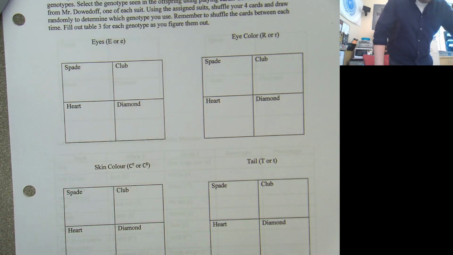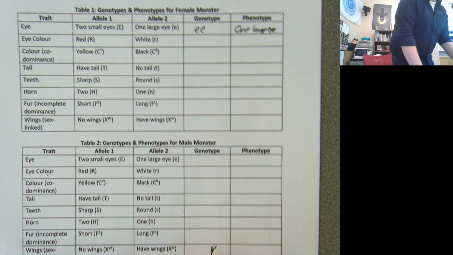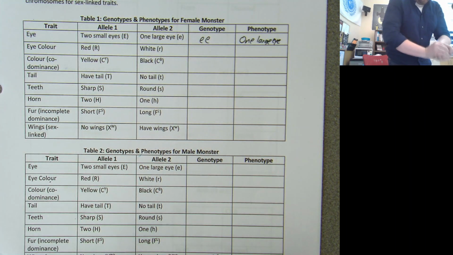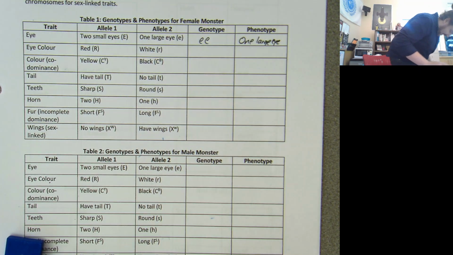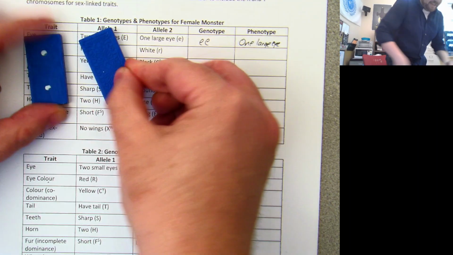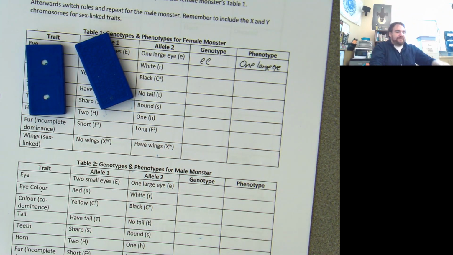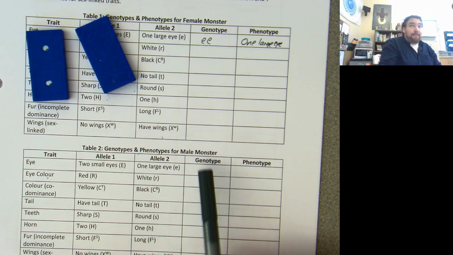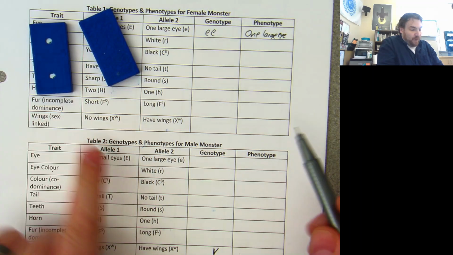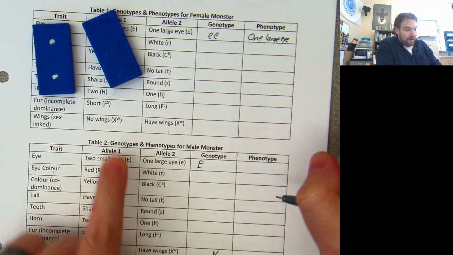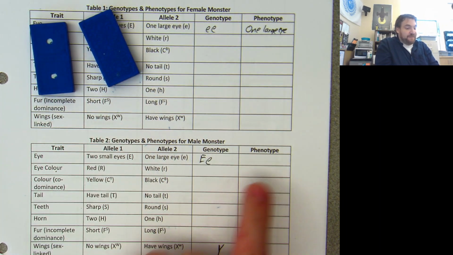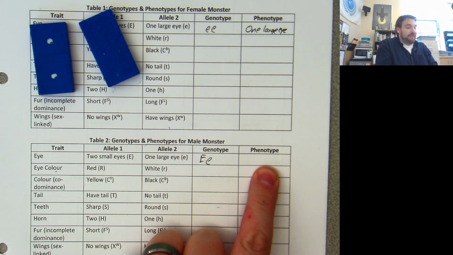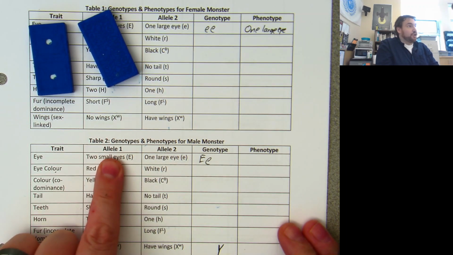So let's do dad here. I'll demonstrate the eye shape one. Here we go. Nope, that was bad. Do it again. Aha! Heads, heads. Here we go. Now let's make it more interesting. Heads, tails. Let's say that's what I flipped, which means for the male monster, I'm going to have 1 big E and 1 little e, because I got a heads and a tails. Which means the phenotype for the male monster is going to be what? 2 small eyes.